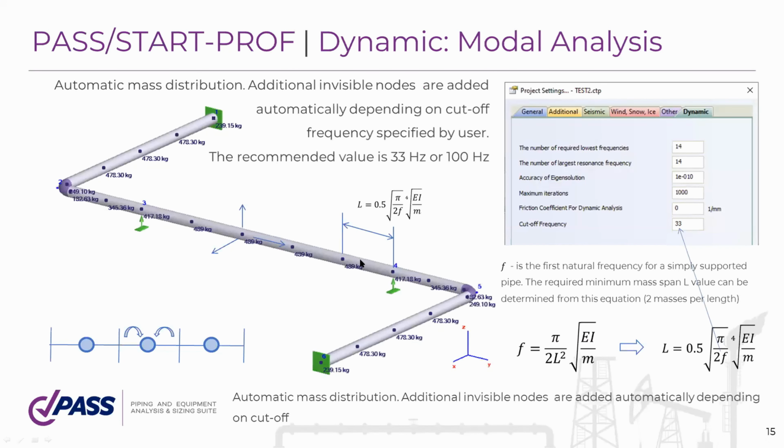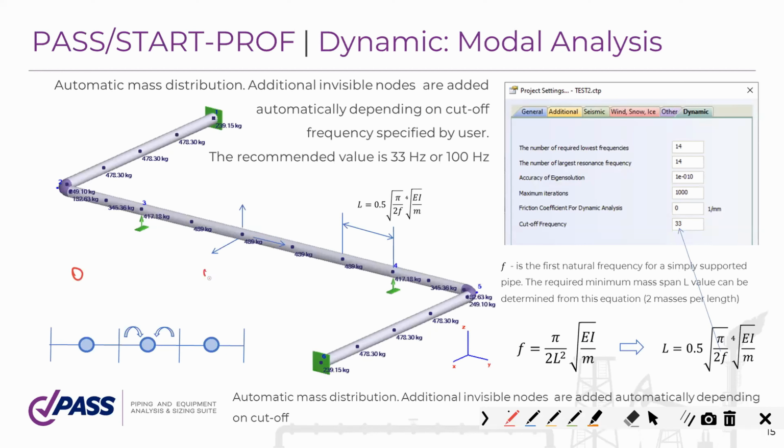So how to distribute the masses over the piping system? You don't need to do this manually. START-PROF will do this job automatically for you. You just need to specify the cutoff frequency in the dynamic tab of the project settings menu. START-PROF uses a simple method.